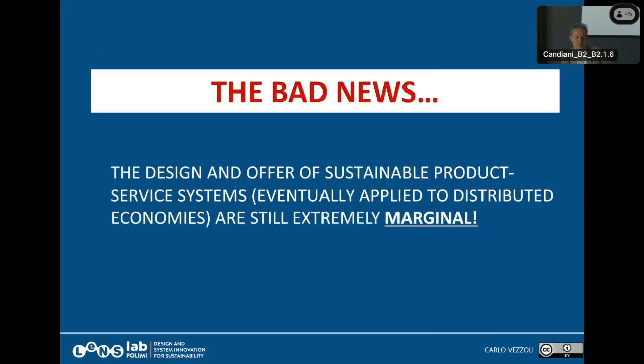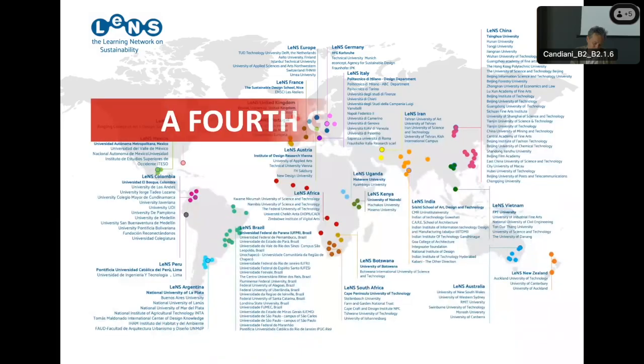Oh, I have bad news. The bad news is that this knowledge is not so diffuse. The design and presence of product service systems is still very marginal. You will see examples, so it's not that they don't exist. They exist, definitely, okay? But they are still very marginal. So we, and you will have good news.